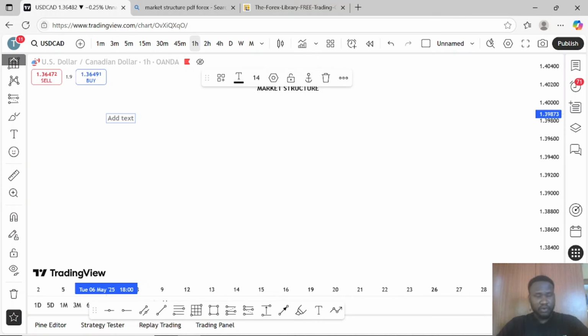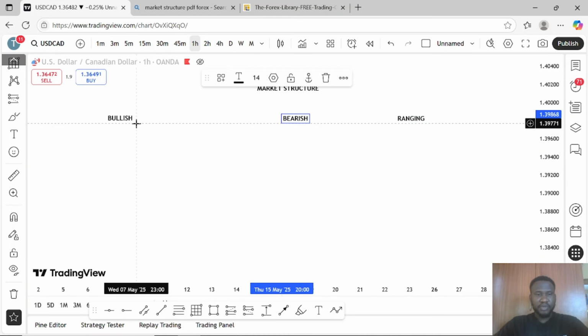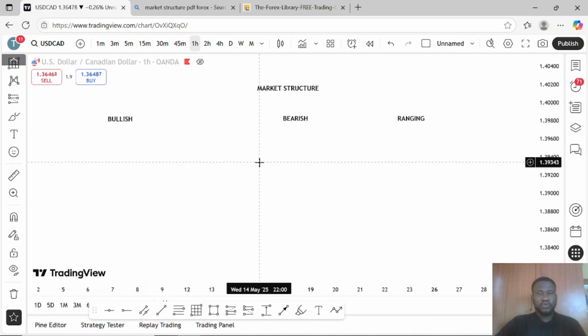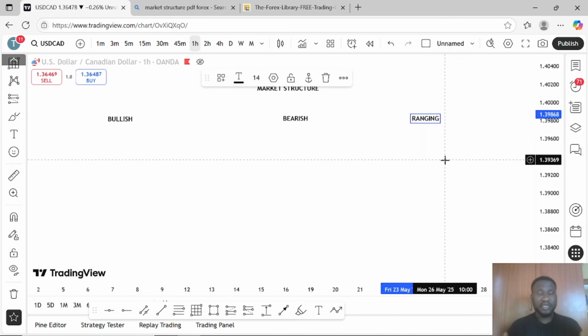When we are talking about market structure, we know that there are three types. Number one, we have the bullish structure, we have the bearish structure, and we have what? The ranging structure. So this gives us an outlook on what the market is trying to do or what the market is heading to. Do you understand?